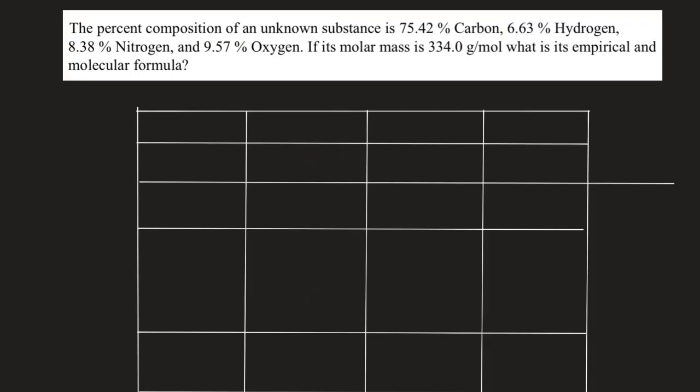Let's get another one. The percentage composition of an unknown substance is 75.42% carbon, 6.63% hydrogen, 8.38% nitrogen and 9.57% oxygen. If its molar mass is 334 grams per mole, what is the empirical and molecular formula?